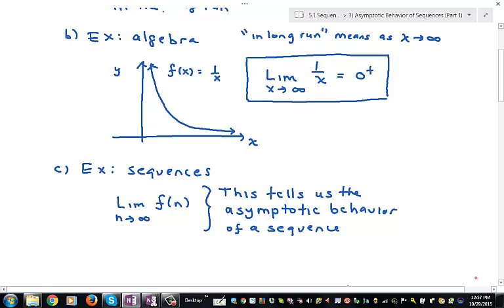Now, if we apply this same logic to sequences, we showed before that a sequence is a function of the natural numbers. So doesn't it make sense to think about what's happening to the sequence in the long run, in terms of what's happening to the sequence as n goes to infinity? And of course, how we address that is we can take this limit. So the limit as n goes to infinity of the function for the sequence is going to tell us about the asymptotic behavior of the sequence.